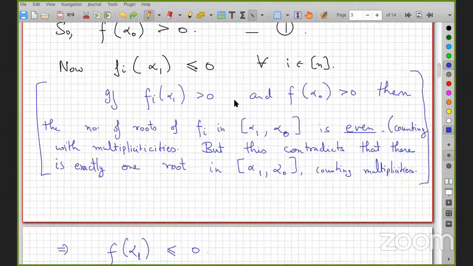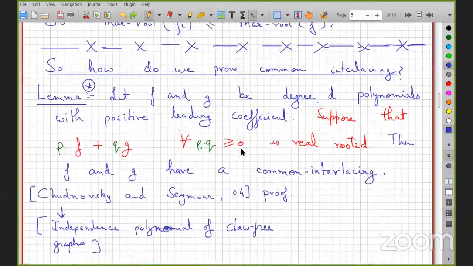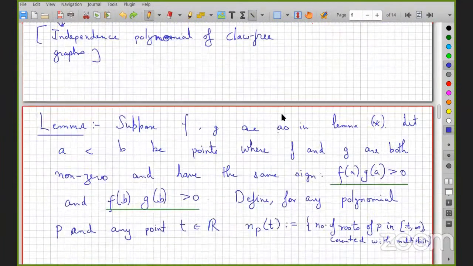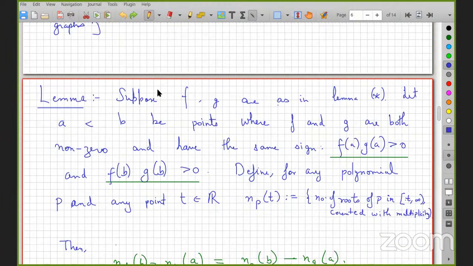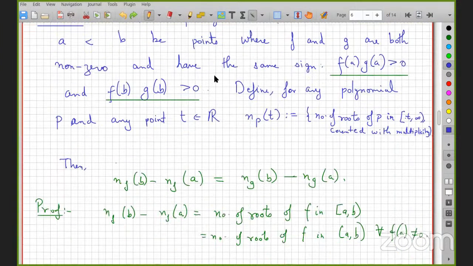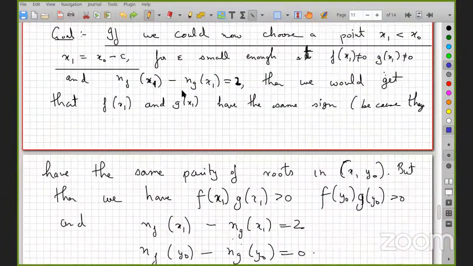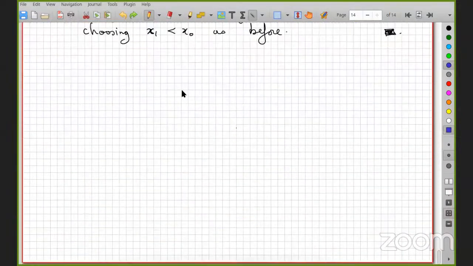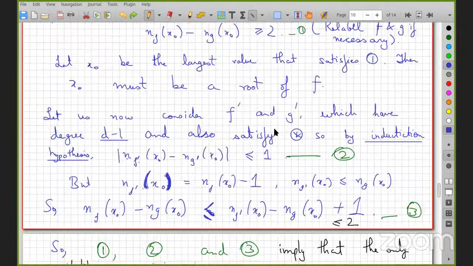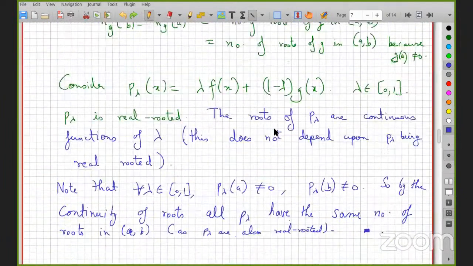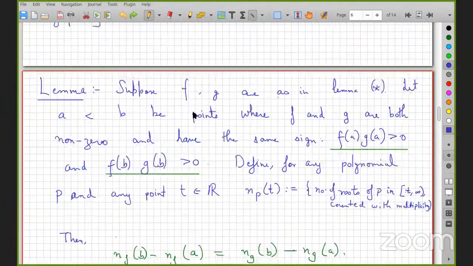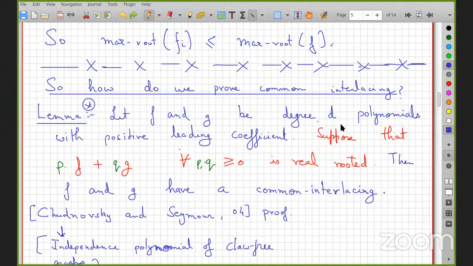So it is enough to do this in the pairwise setting in some sense. Okay, so then we did a proof of this more or less. Let's not worry about the proof; we finished the proof that this is the case. So basically, if you have polynomials f and g, and if every non-negative linear combination of them is real rooted, then they have a common interlacing.